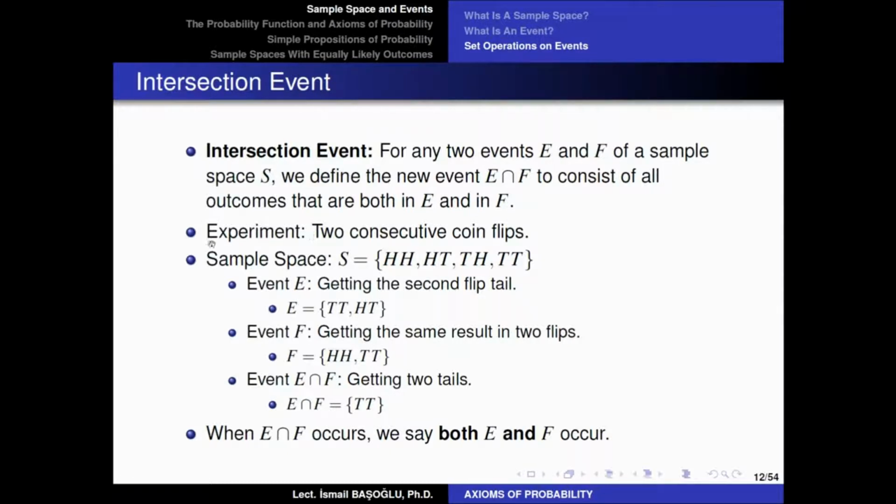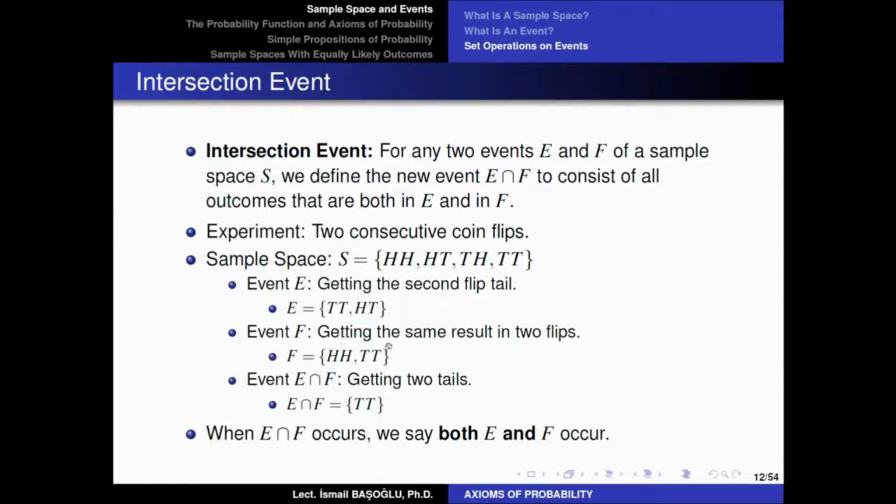Again, we are going to provide an example on the same random experiment, two consecutive coin flips, which has the sample space here. Now, let us define event E. Event E is defined as getting the second flip tail. The second flip is a tail if you observe the outcome head-tail or tail-tail. Therefore, TT and HT are the outcomes that should be in the subset E.